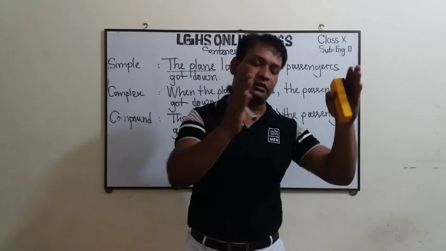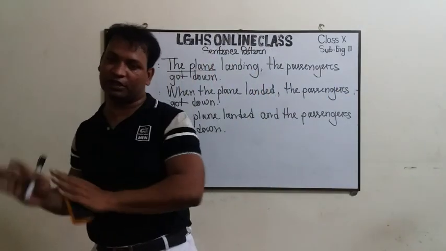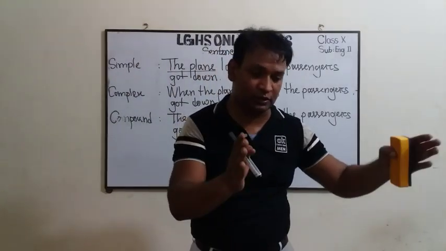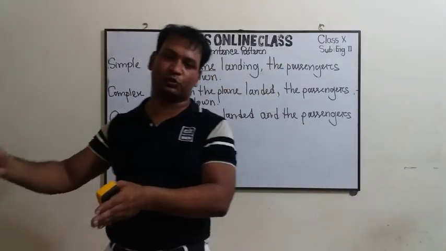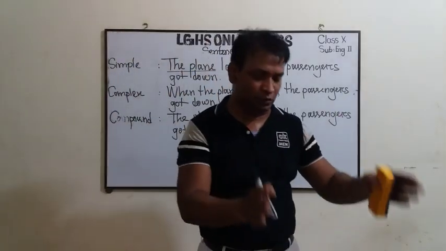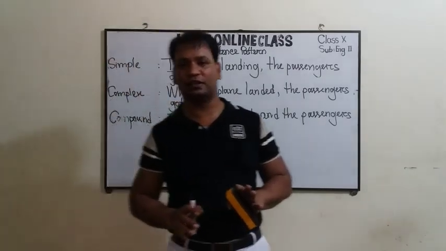Similarly, the weather being rough, the sailors could not set sail. This is simple. Let's make it complex. As the weather was rough, the sailors could not set sail. Let's make it compound. The weather was rough and so the sailors could not set sail.